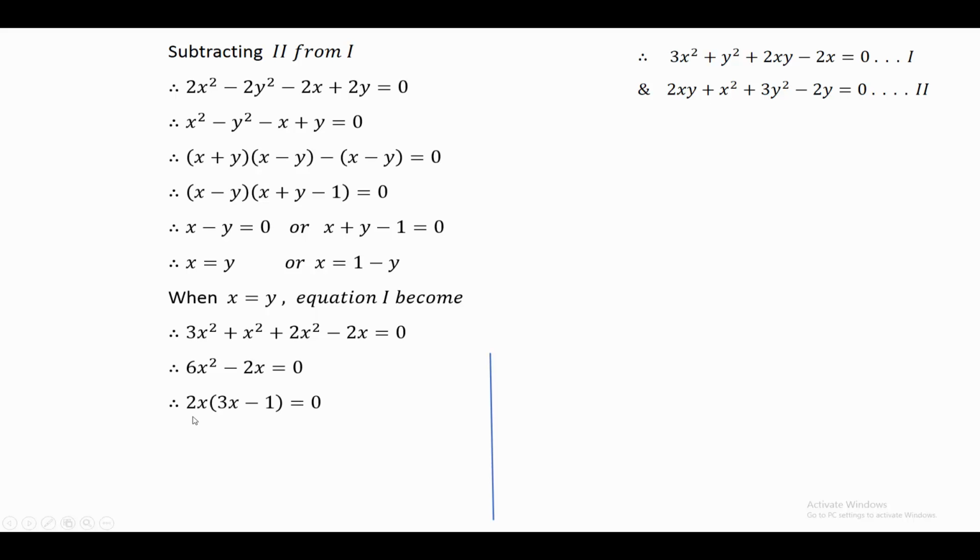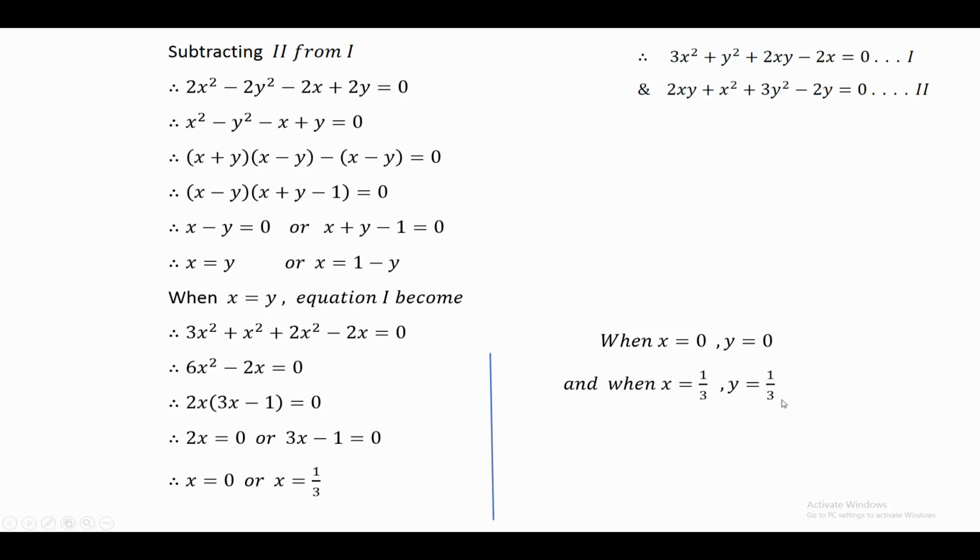Here 2x is common, so 2x into bracket 3x minus 1 equal to 0. So 2x equal to 0 or 3x minus 1 equal to 0. So x equal to 0 or x equal to 1 by 3. When x is 0, we get y is 0. When x is 1 by 3, y is also 1 by 3. Therefore stationary points are (0, 0) and (1/3, 1/3).